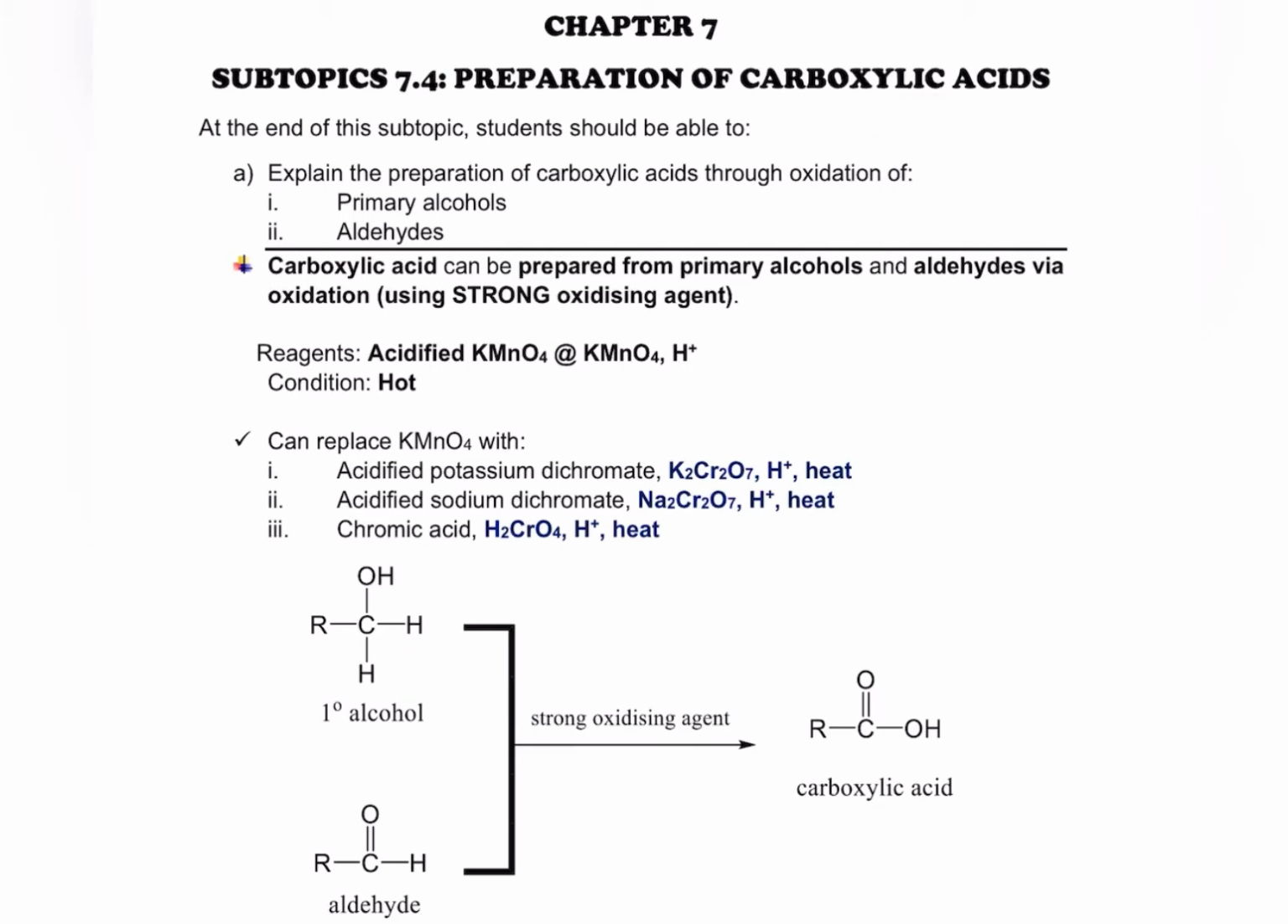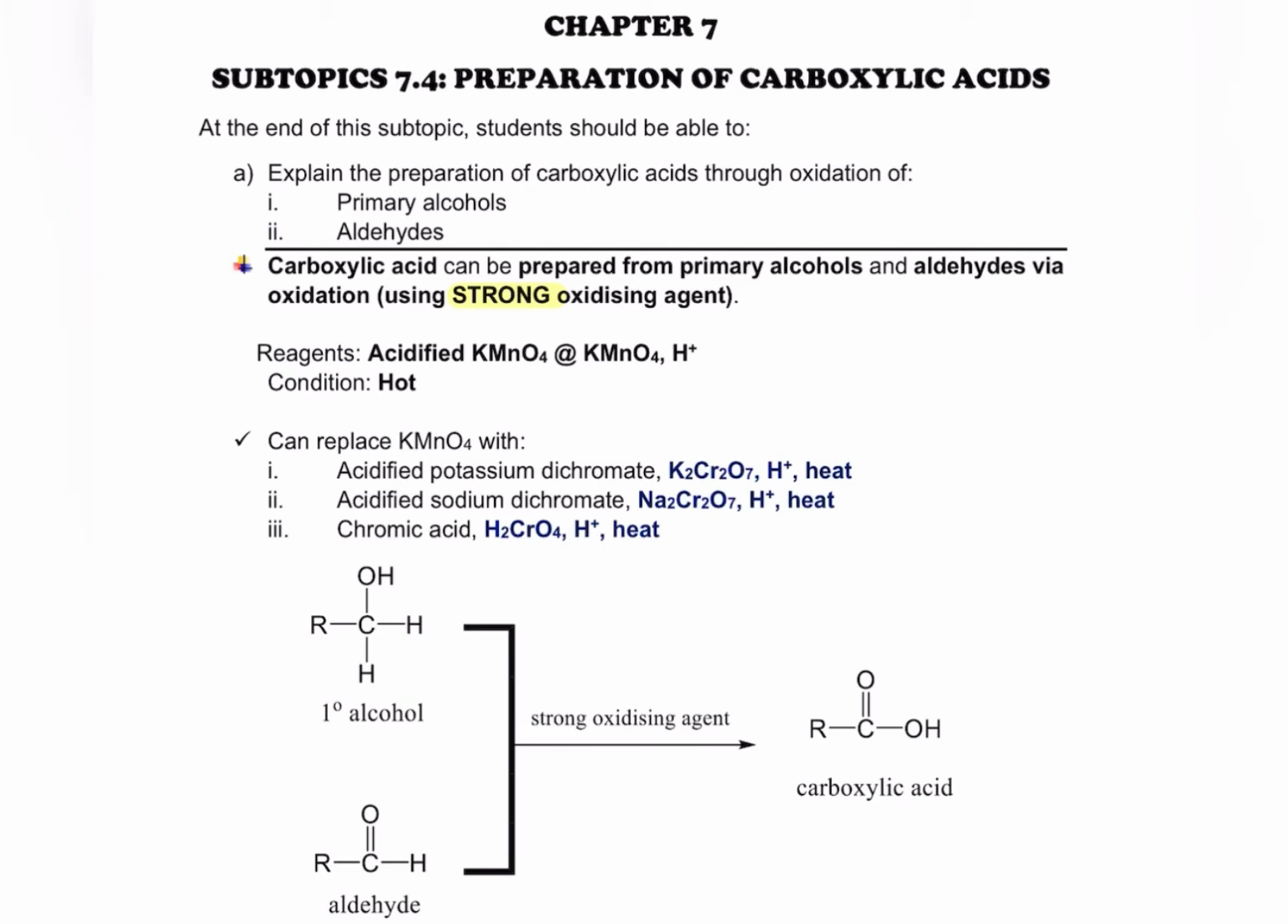So in order for you to prepare carboxylic acid as your product, you can use primary alcohols or aldehydes as your reactant by using oxidation reaction. So what can you do? This is where we are going to use strong oxidizing agent as our reagent. So there are several oxidizing agents that you can use.